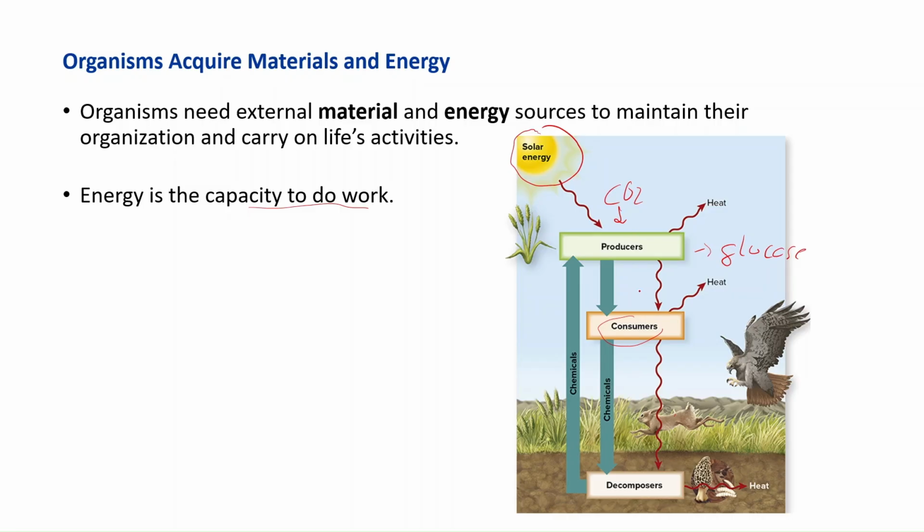Every time you're changing from one level to another, there's going to be a little bit of a loss in the form of heat. When the plants or the animals die, there's another group called the decomposers that will break down the materials and release some heat, and now you have materials once again for the producers.